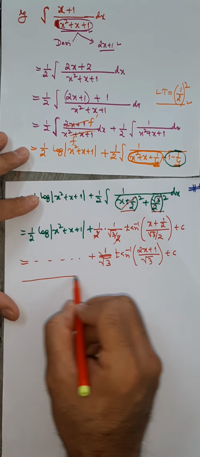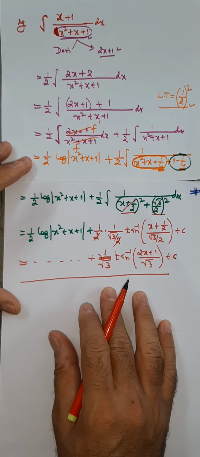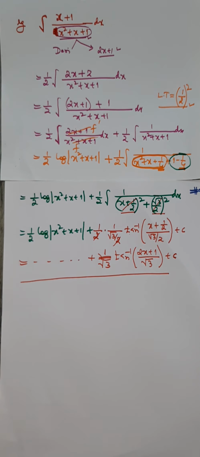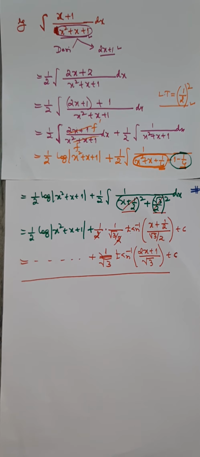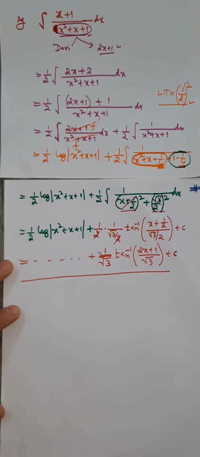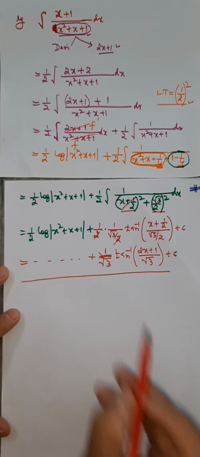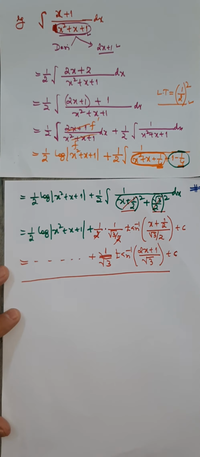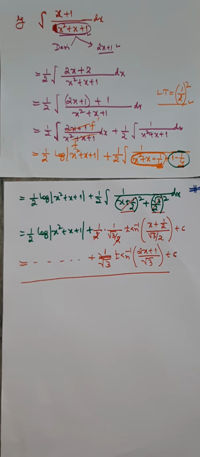This is your answer. So this way, it might be a little bit lengthy, but it's not difficult. Remember the steps you need to keep in your mind. What is the first step? Set the derivative. What's the second step? Split into two integrals. One would be known to you, the other one would be 1 upon quadratic.